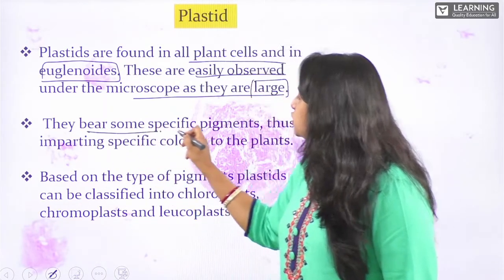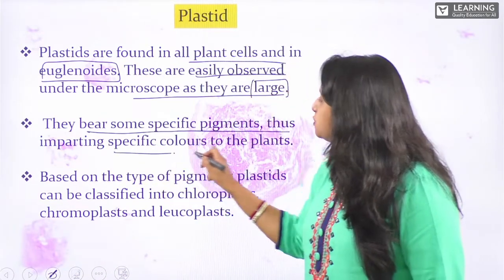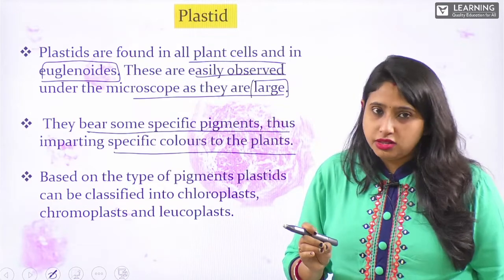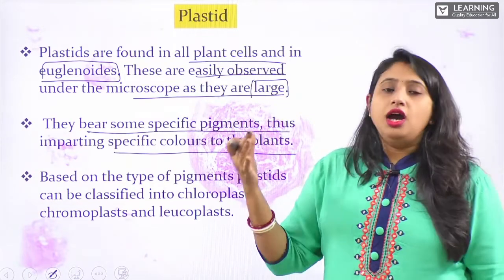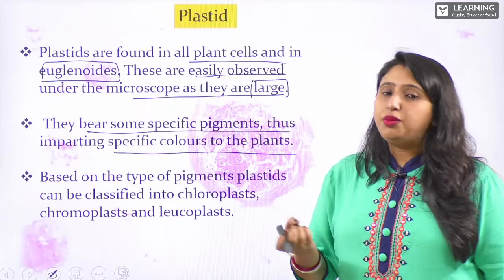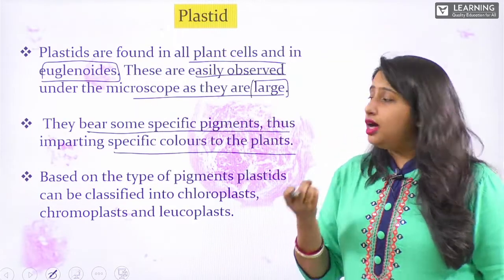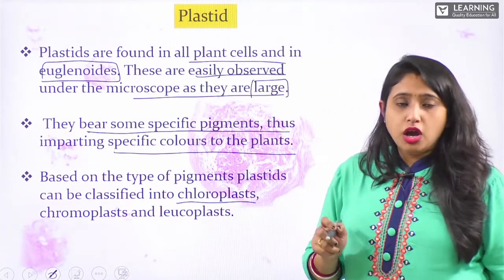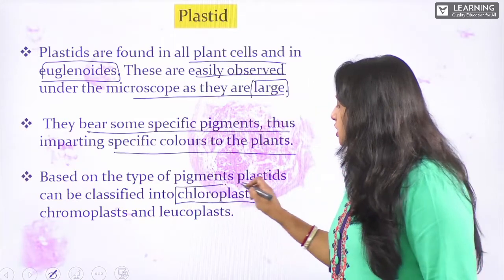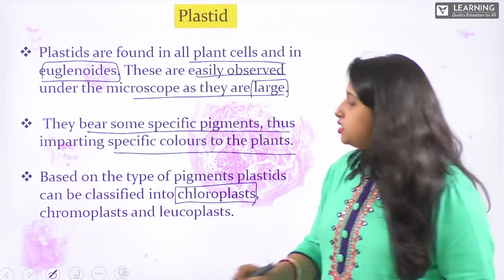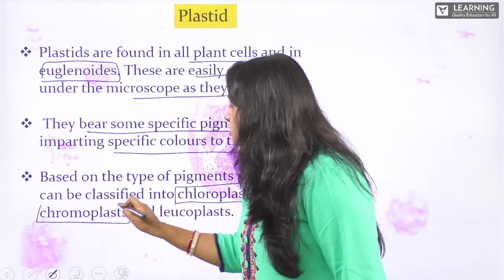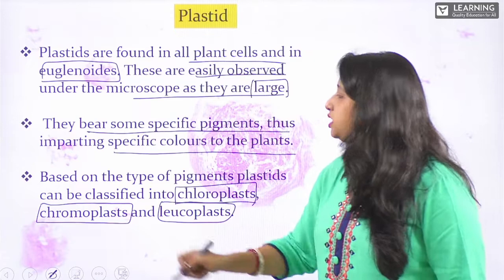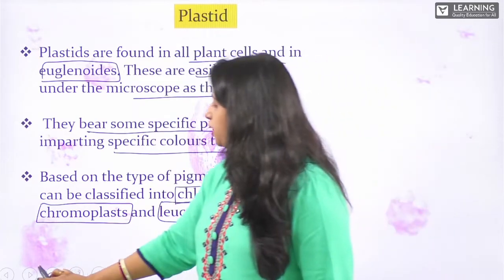They bear some specific pigments, thus imparting specific colors to the plant. So they have various pigments, like orange, green, then red, so that the plants get various colors. Based on the type of pigments, plastids are classified into chloroplast, chromoplast, and leucoplast, isn't it? So these are the three types of plastids.